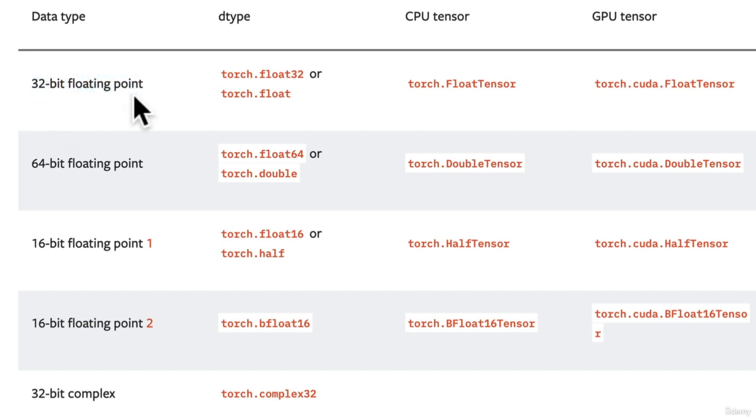Single precision is 32, half precision is 16. What do these numbers represent? They represent how much detail a single number is stored in memory.